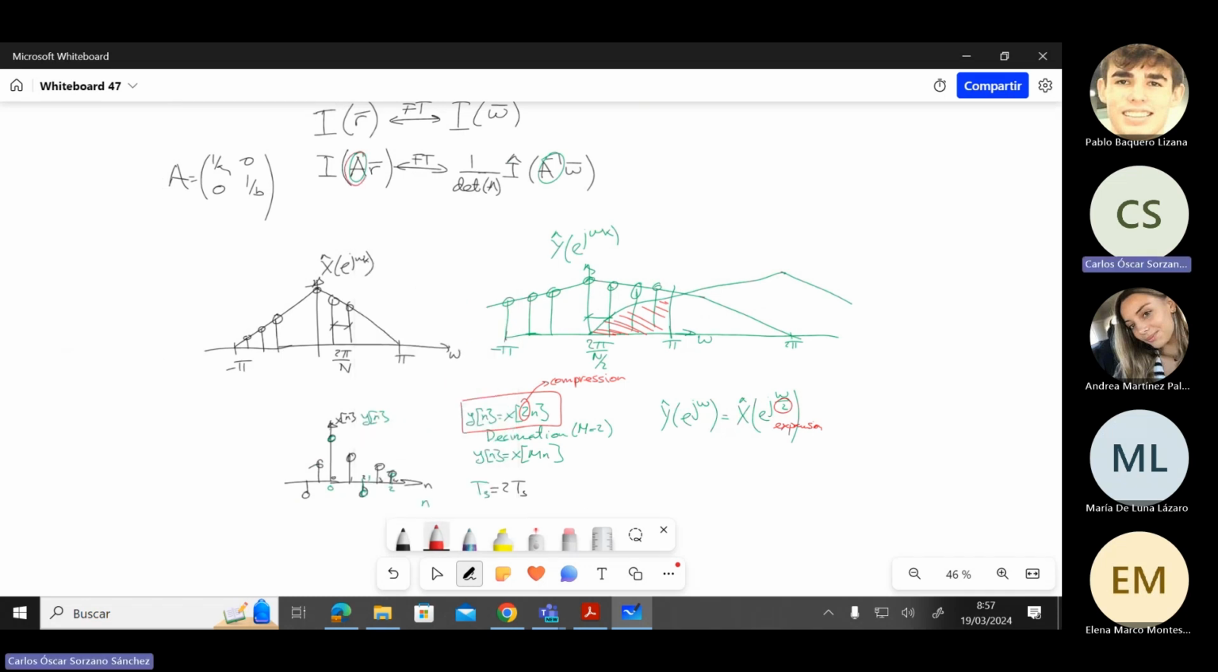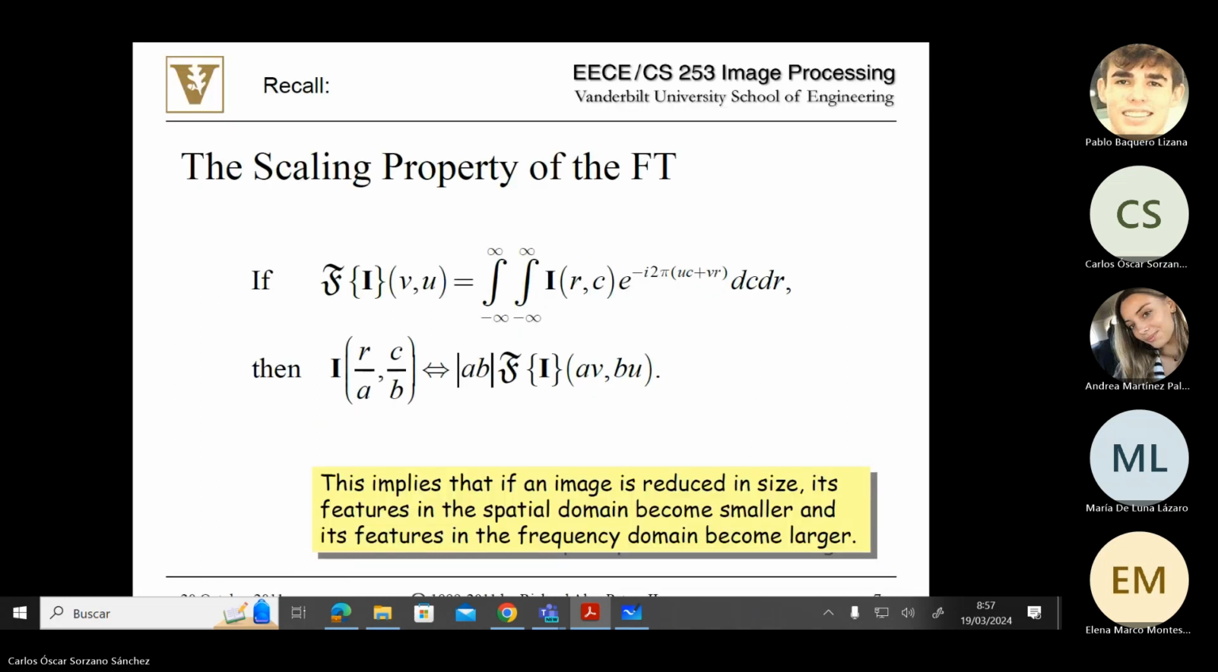So this one here and this one here, they have opposite signs. So if there is a compression in real space, there is an expansion in Fourier space. There is a -1 there. So these ones, they have opposite signs. It is the same. Okay, so there is this. This is called the scaling property of the Fourier transform.